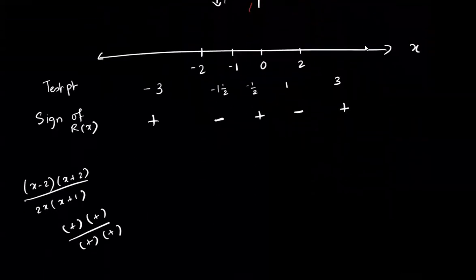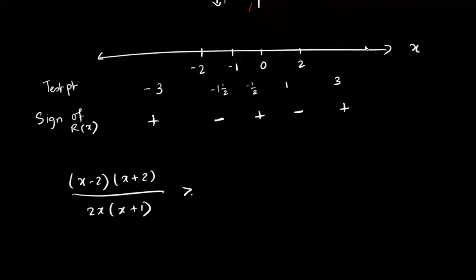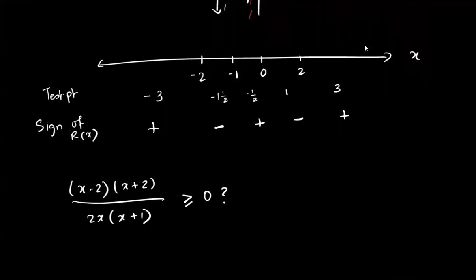Now this sign chart is very important to answer a few questions as well. Suppose the question was just this: x minus 2 times x plus 2 over 2x times x plus 1. Where is this greater than or equal to 0? It's very easy to answer this question from the sign chart. Greater than or equal to 0 means it is either 0 or positive, so you can include all the x-intercepts as well as wherever the sign is positive, correct?